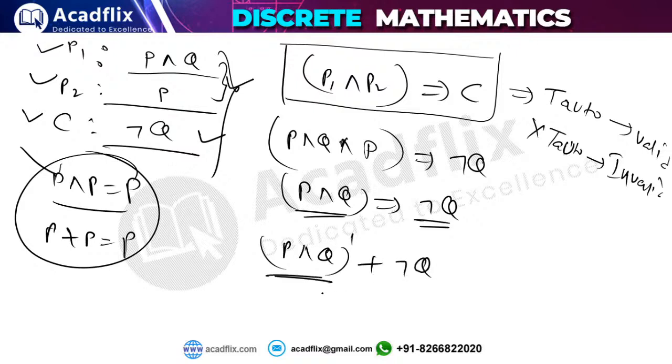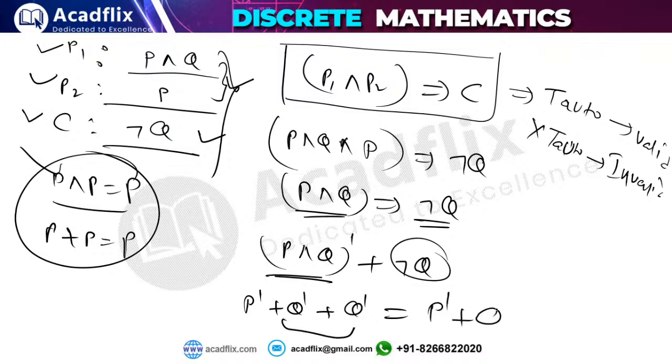Here you can apply the De Morgan formula. So you will get P dash plus Q dash plus Q dash. Q dash plus Q dash is Q dash. So finally you got P dash plus Q dash. Is this P dash plus Q dash a tautology? No, this is not a tautology. Why? Because it is not always true.